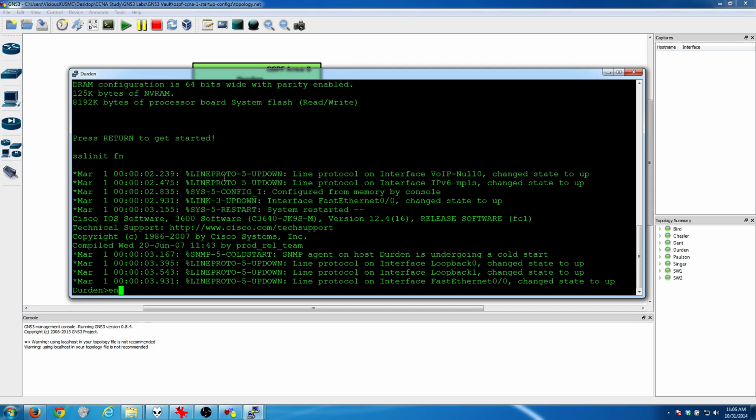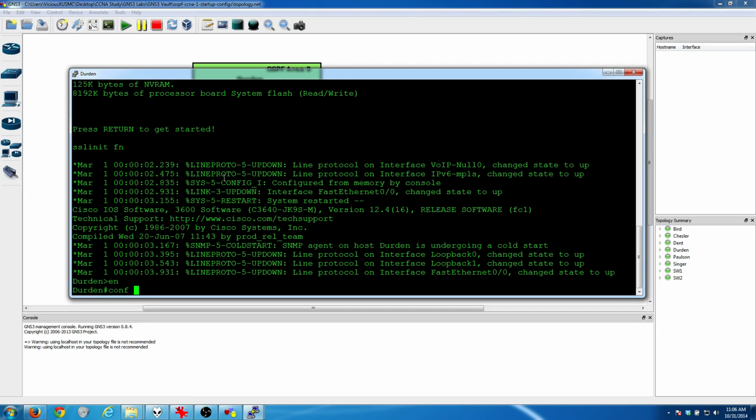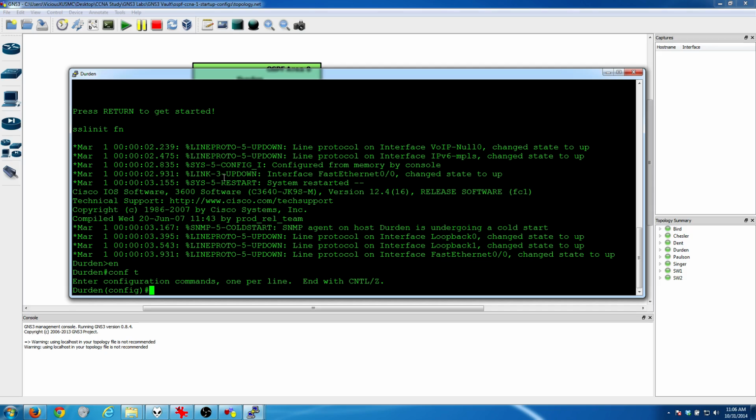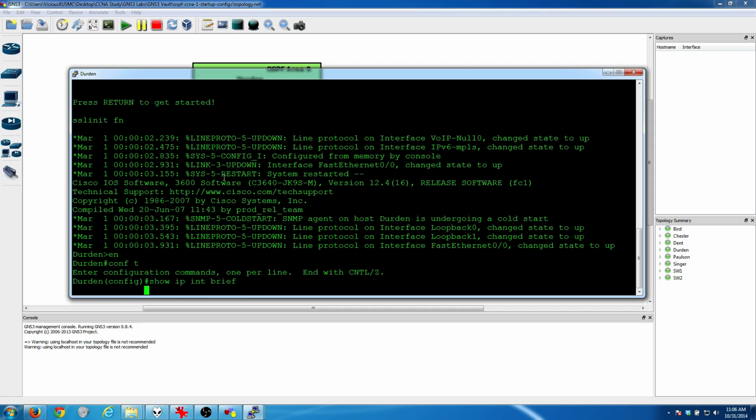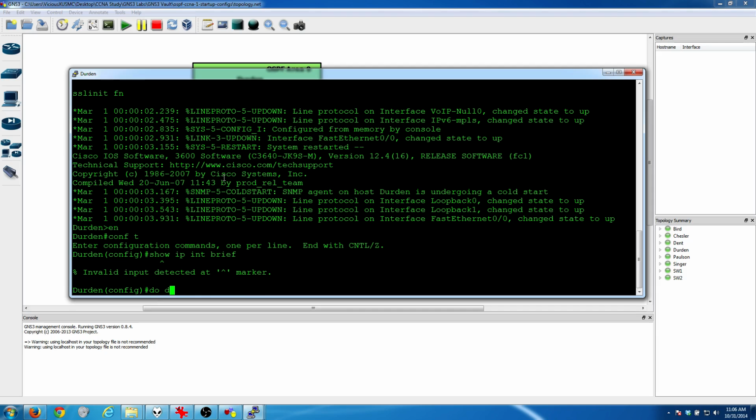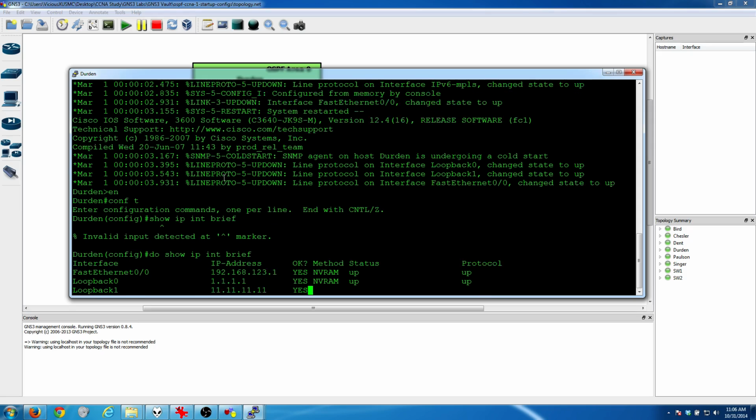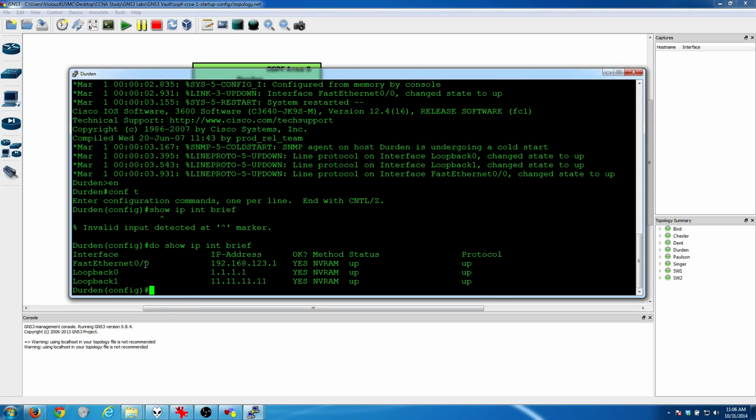Now we're going to go into enable mode, and then configure terminal. I will be doing this a ton in the lab, so I'm going to do show IP interface brief. This gives me a way to see what interfaces are in use and their IP addresses. This helps me know where we're at as far as the topology. So I can see that we've only got the one interface here, and we have the 2 loopback interfaces.